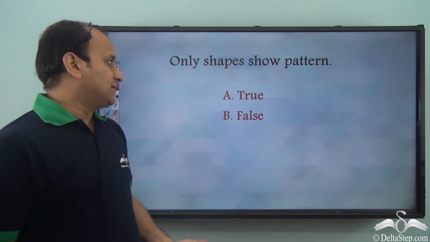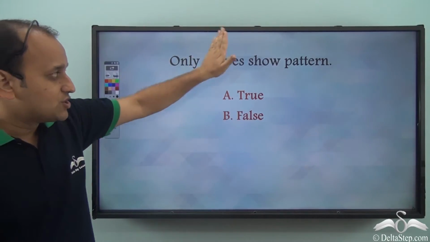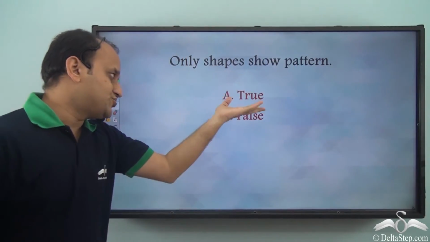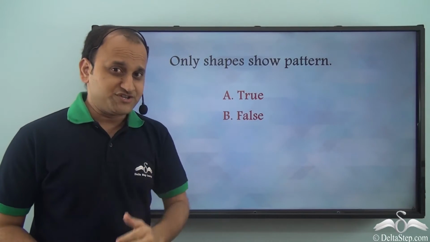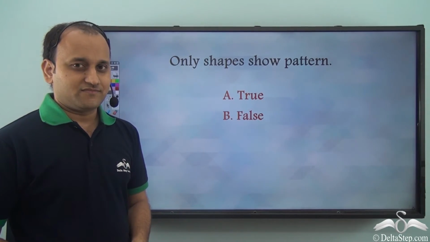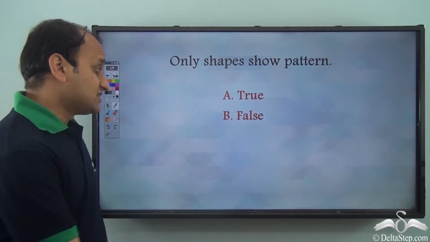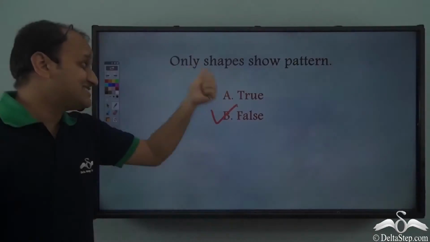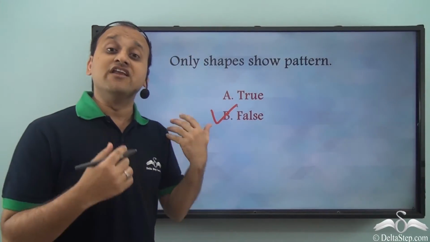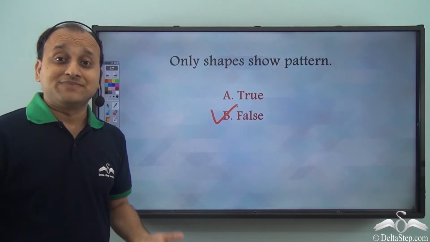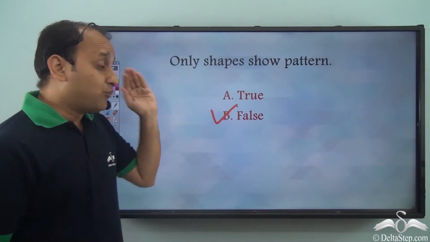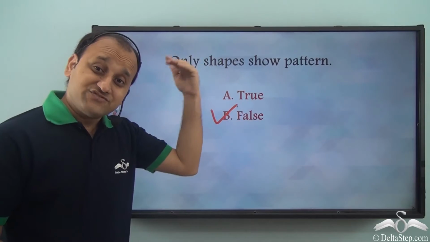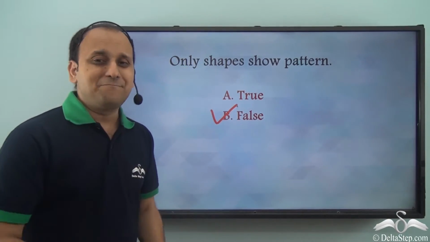So now can you tell me, only shapes show pattern? Is it true or is it false? What do you think? Well, the answer is false. It's not just the shapes, even numbers show pattern, as we saw. So both numbers as well as shapes show pattern.